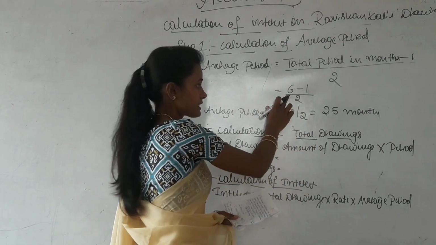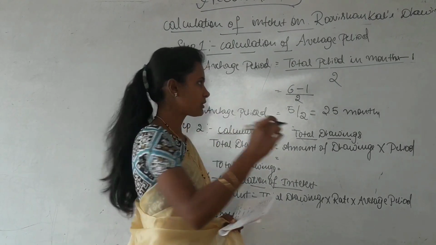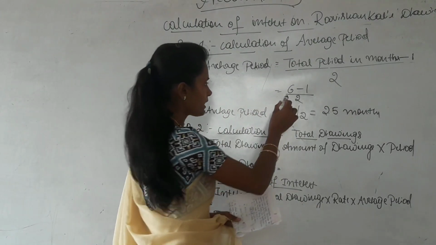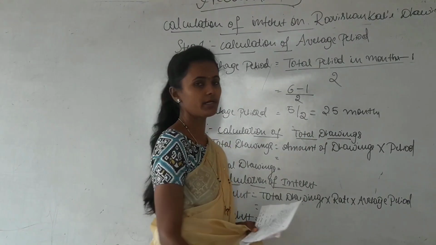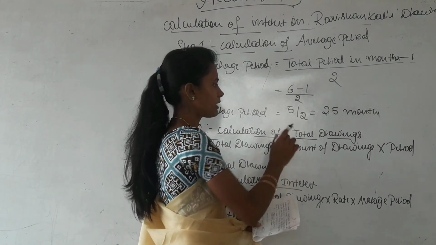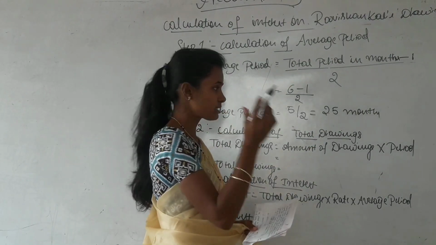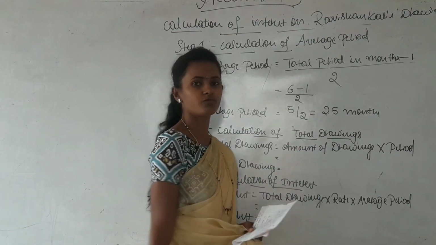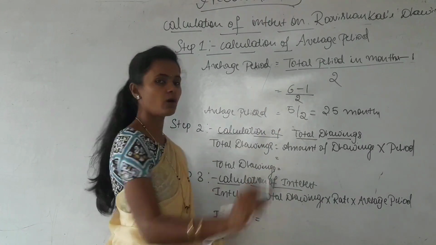Why are we taking 6 here? Because they have given half yearly. In case they had given during the year, here we have to take 12 months, complete 1 year. But they have said half yearly. So half yearly is nothing but 6 months, right? So 6 minus 1 divided by 2 gives 5/2. So 5/2, if you use your calculator, you will get 2.5. So 2.5 is nothing but 2.5 months. So our average period in this problem is 2.5 months.